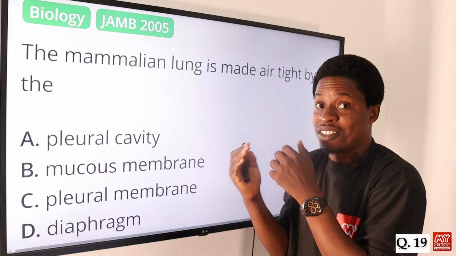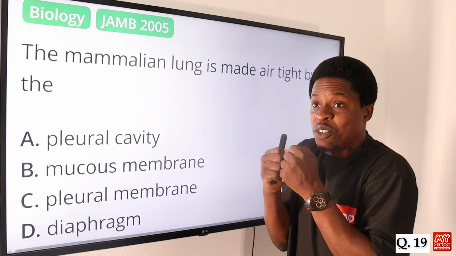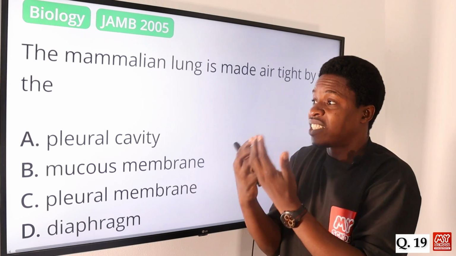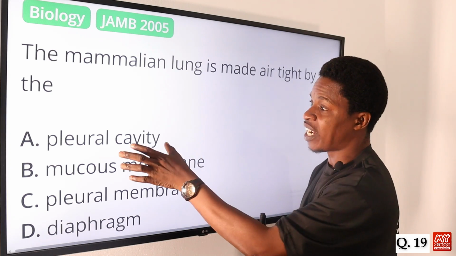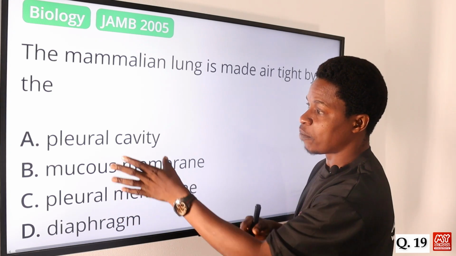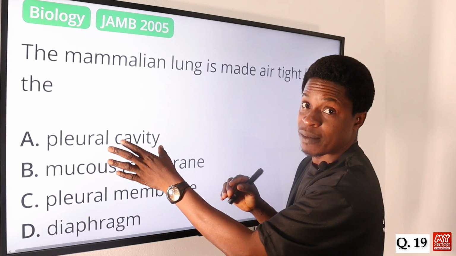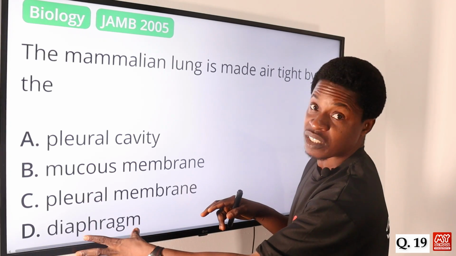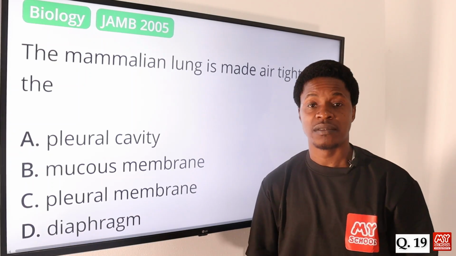Don't forget, the lungs are responsible for respiration. When we want to release the air and breathe in and breathe out, it is the pleural membrane, not the cavity. The pleural cavity is the hollow space that the pleural membrane makes up. It's the pleural membrane, not the mucous membrane, not the diaphragm. So the correct answer is option C.